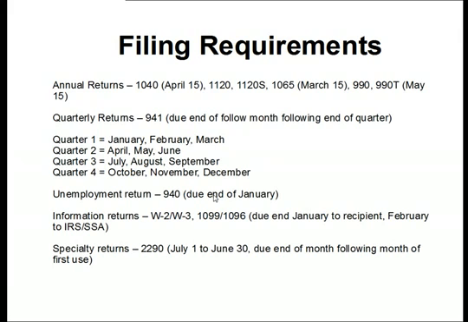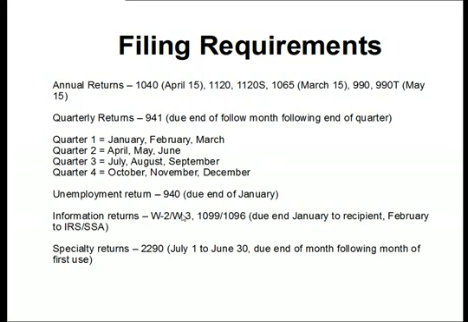Also due at the end of January is that 940, the unemployment tax return. Also due at the end of January to the recipients are your W-2s and 1099s. So if you've had a job, you are used to knowing that you have to get your W-2 from your employer before the last day of January. Well, as an employer, you then have to file a copy of that W-2 and the 1099 with the IRS, and the Social Security Administration for W-2s, before the end of February.